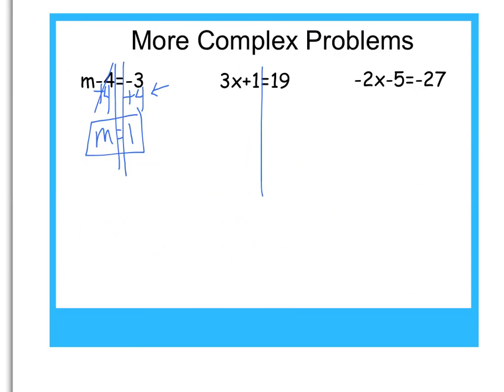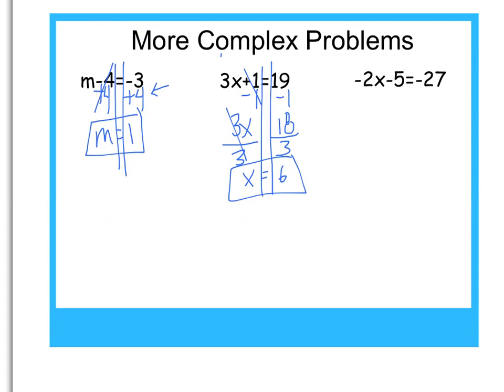A two-step equation, remember you always start with getting rid of the plus or minus first. So I'm going to get rid of plus 1 by subtracting 1. I'm left with 3x on the left side and 18 on the right side. Since this is saying 3 times x, I'm going to get rid of it by dividing by 3 on both sides. So I've got x left on the left and on the right-hand side 6. If I plug that in, 3 times 6 is 18 plus 1 is 19, so I know I got it right. And the last one.